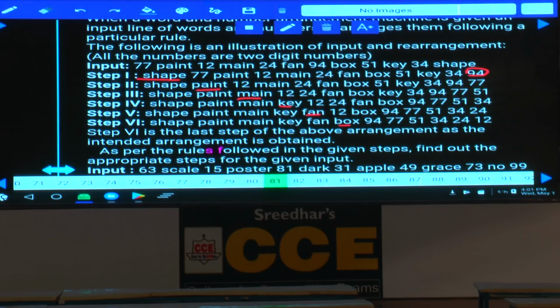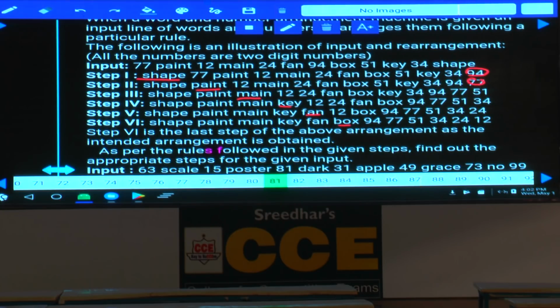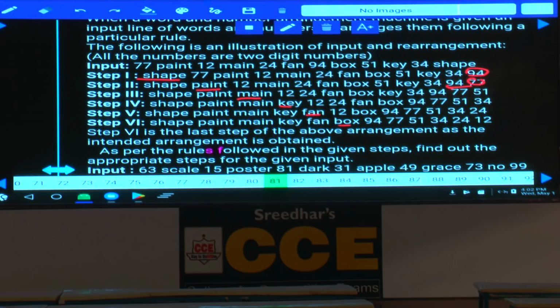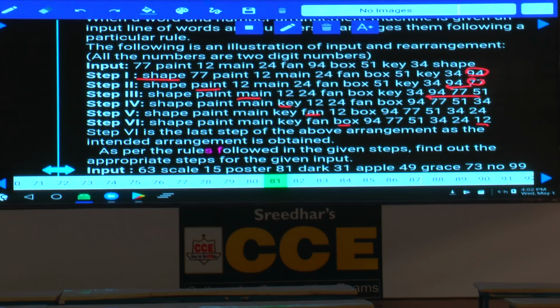Then coming to these numbers, 94, the previous number to 94 is arranged at the last place, 94 shifted to the next place, and 94 shifted to this place, isn't it? And the previous number to 77, 51 arranged at the last place, and so on. And further these numbers, 94 is shifted to the next position towards left hand side.